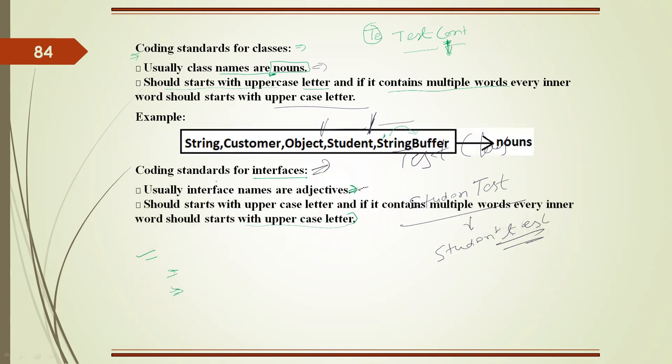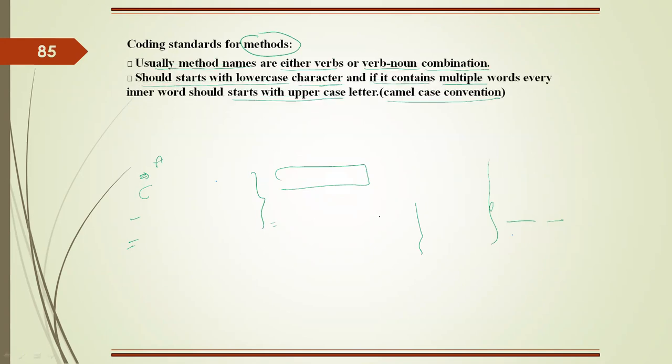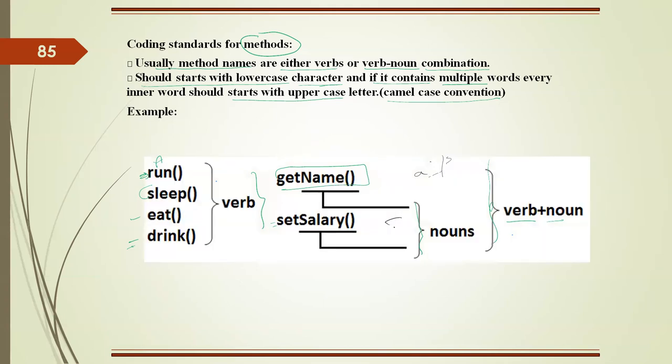For interfaces, the rule is the same. It should start with an uppercase letter, and if there are multiple words, the same scenario applies. For example, Serializable, Cloneable, and so on. Methods start with a small letter, and if there is any word separation, use a capital letter. For example, the getMethod.